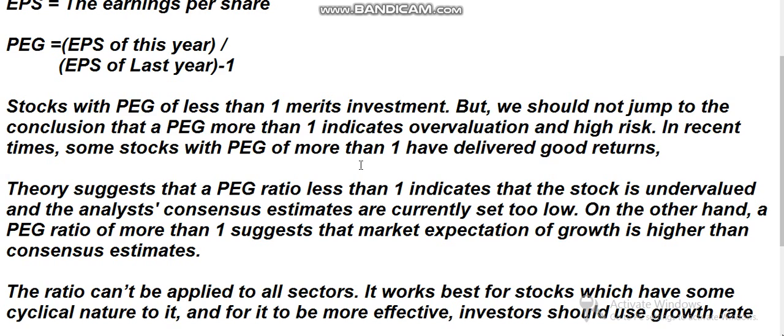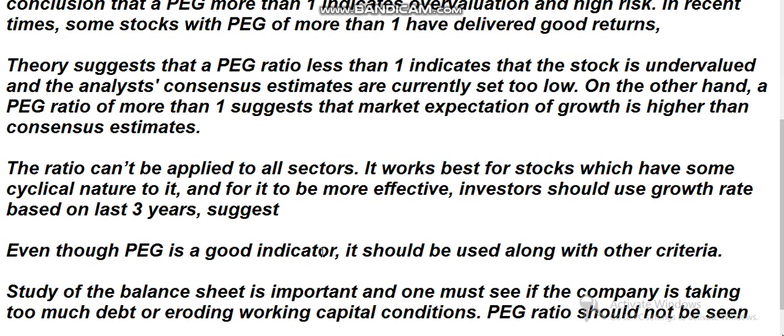Theory suggests that a PEG ratio of less than 1 indicates that the stock is undervalued, and analyst consensus estimates are currently set too low. On the other hand, a PEG ratio of more than 1 suggests that market expectation of growth is higher than estimates. The ratio can't be applied in all sectors. It works best for stocks which have a cyclical nature. So we cannot apply this ratio in all sectors.